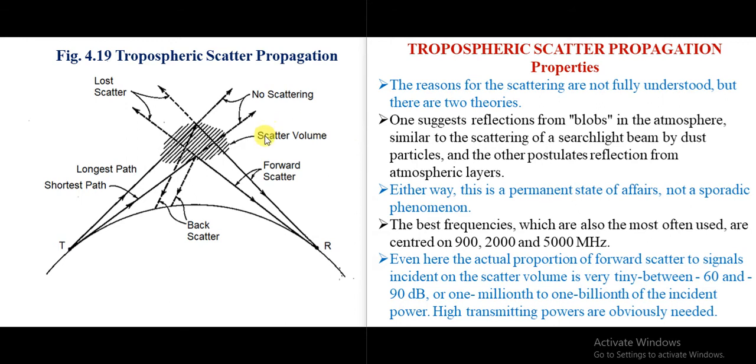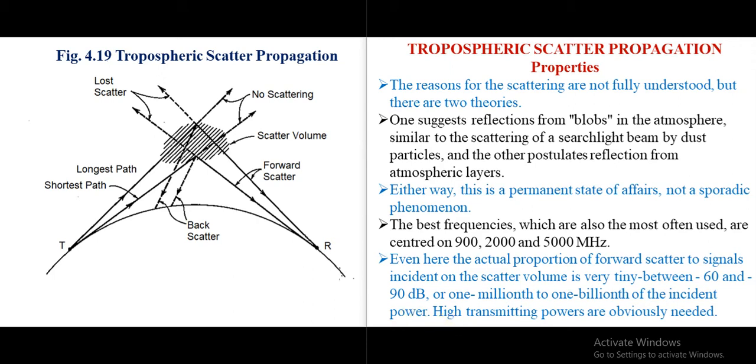So this scatter volume means these blobs are reflecting the electromagnetic waves, or we can say the UHF frequencies, but the reflection is actually very small. So even here the actual portion of the forward scatter to the signal incident on the scatter volume is very less. It is lying between minus 60 to minus 90 dB, or we can say that one billionth of the incident power is only reflected, or we can say forward scattered.